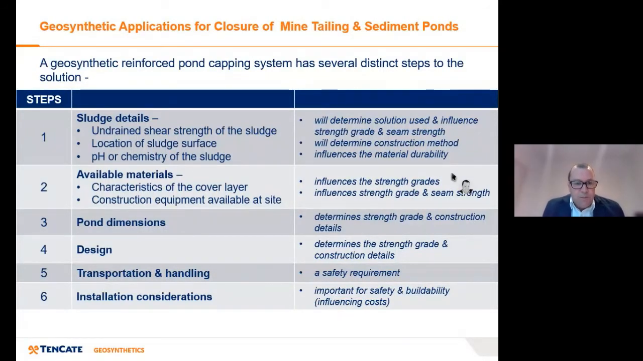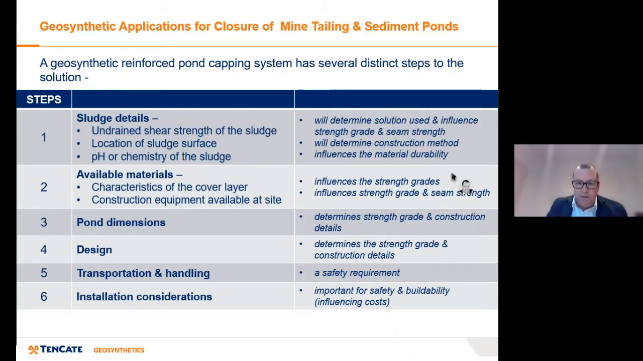So in simplistic terms, there's 6 steps. The first 3 all relate to what's going on site. So what are the characteristics of the sludge, what cover materials or equipment do we have, and what are the pond dimensions. The 4th stage, obviously the design phase, can be done at the desk, and stages 5 and 6 is where they start to move beyond design and actually out into the field and dealing with the contractor and all the practical considerations around buildability, safety and so forth.